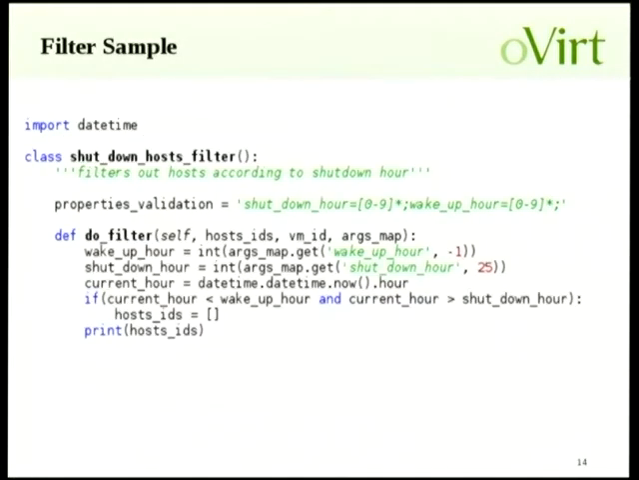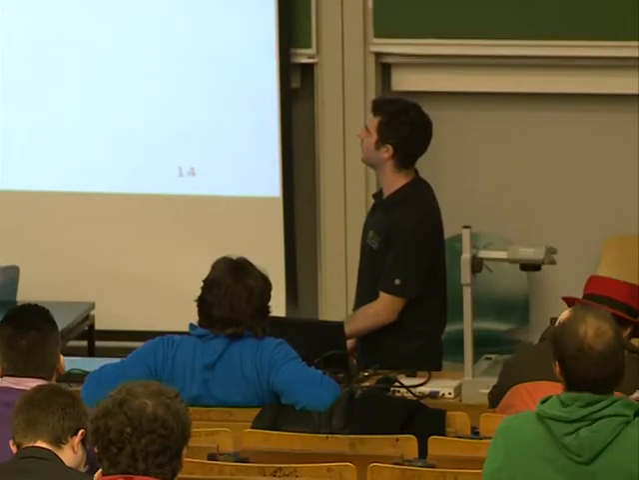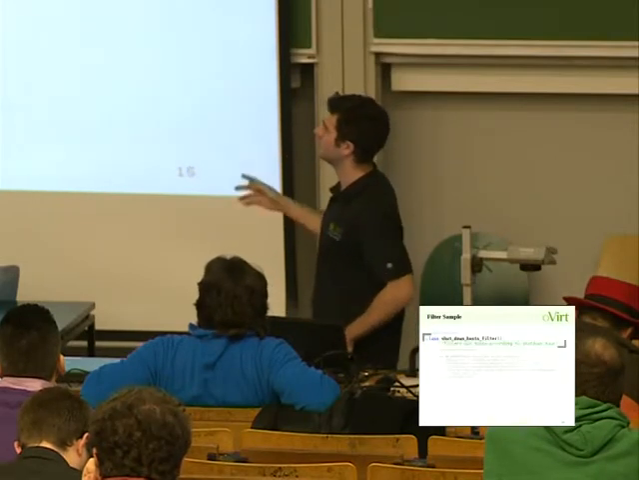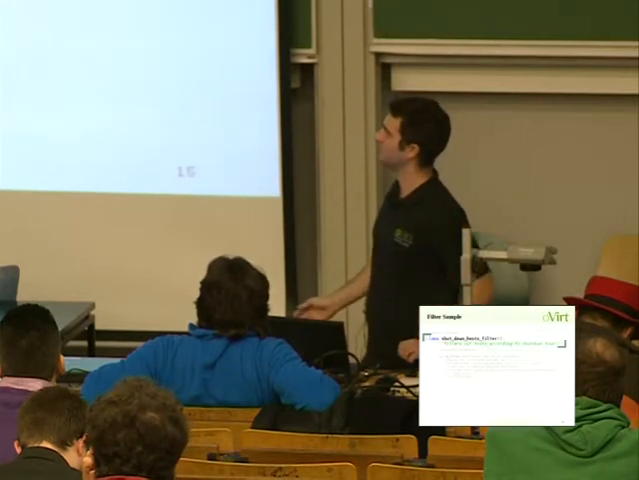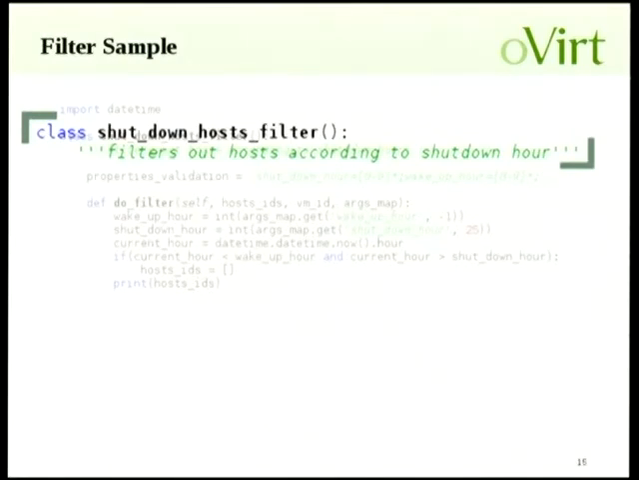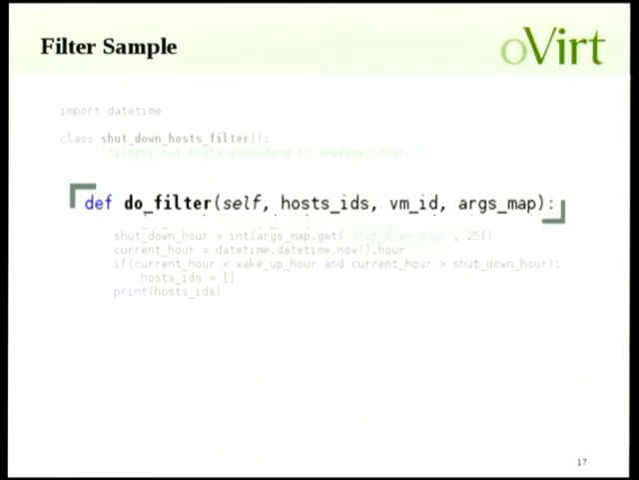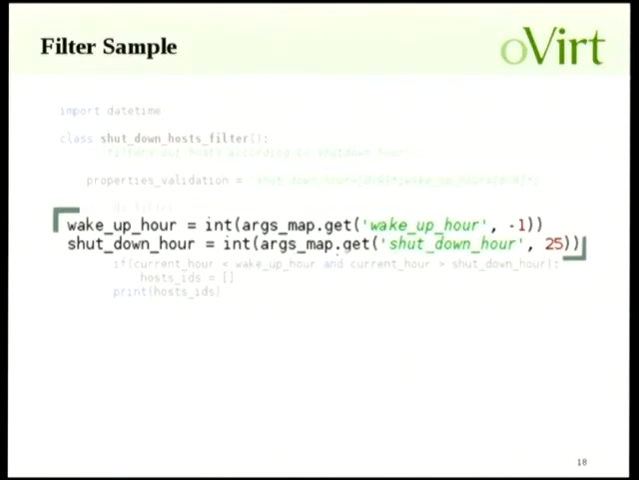I want to show you a really easy sample of how we can use filters. Basically, this is a filter in Python. The name of the class will be the name that the server gets. The properties validation is basically a set of properties that you can add within the server, and then the filter will get it. This is the name of the filter, and this is actually the signature that you need to override in order to add a filter to the system. This is how you get the custom properties from within the filter.